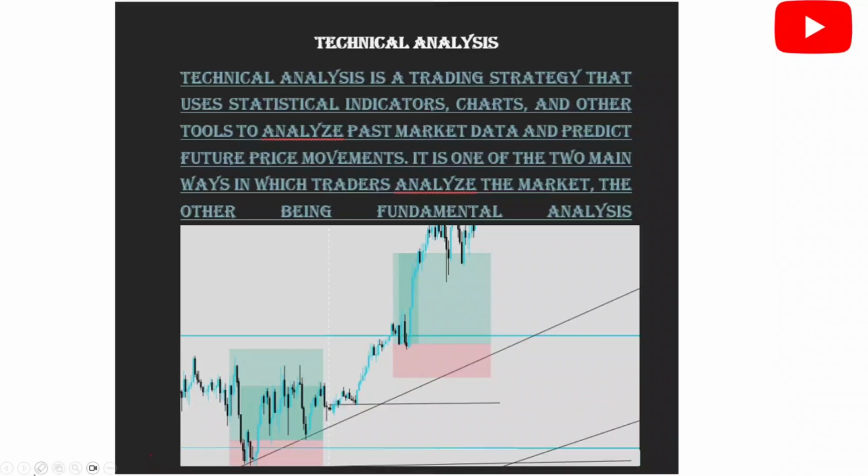So for the technical trader, there are a lot of strategies that we'll be using for technical analysis. I'm going to make another video on how you can go about using technical analysis.